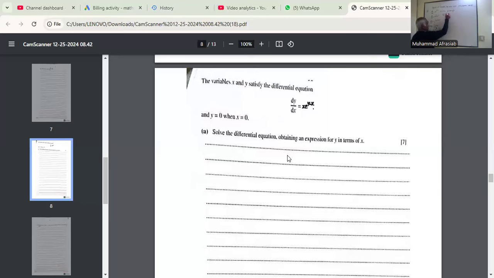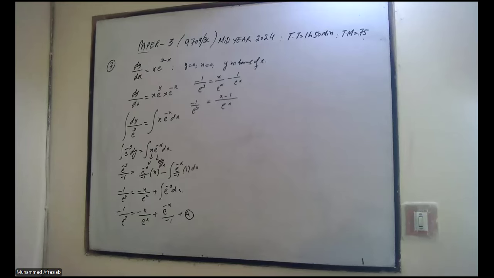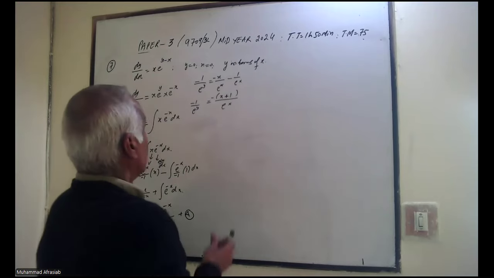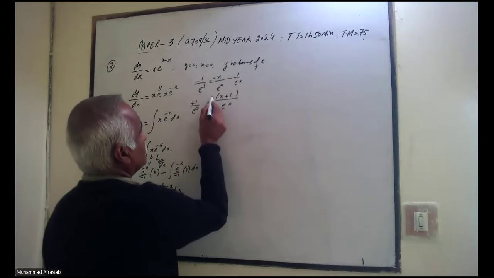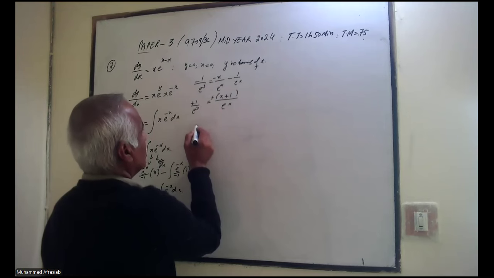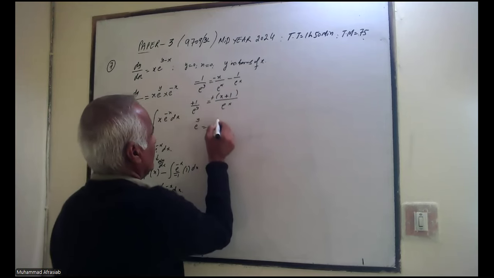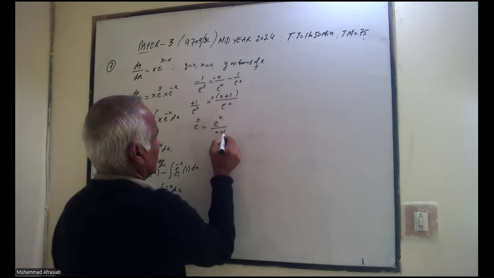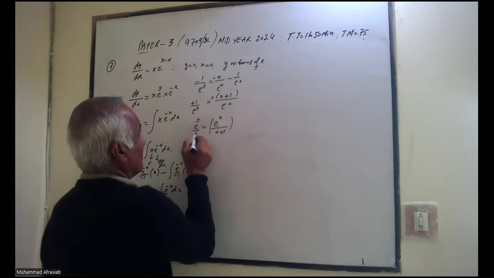minus 1 over e^x. So this will become, e^x is common, it should be (x minus 1) over e^x, minus 1 over e^y there. This minus and minus with plus, so it should be e^y is equal to e^x over (x plus 1), by taking the reciprocal of these.